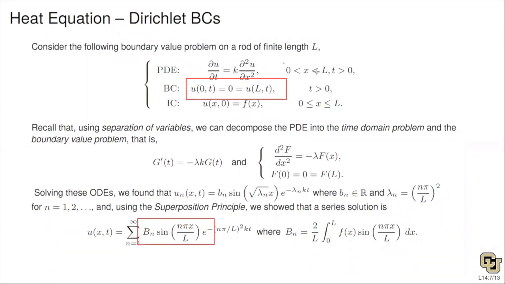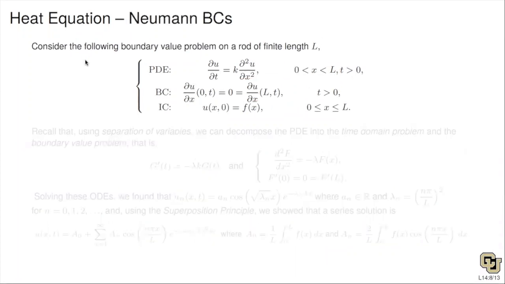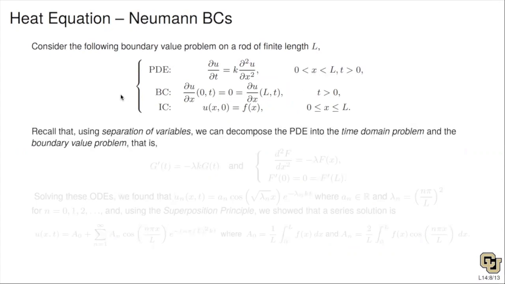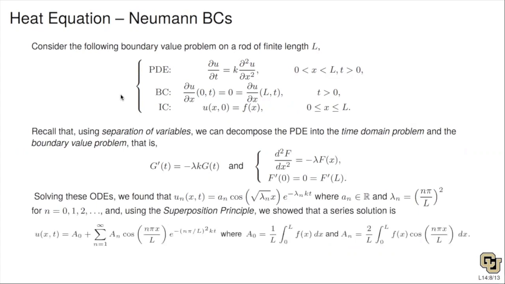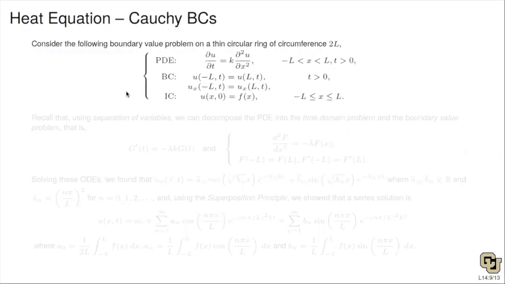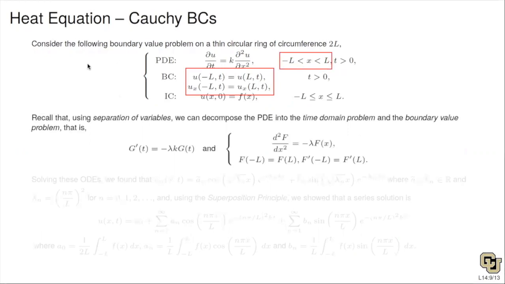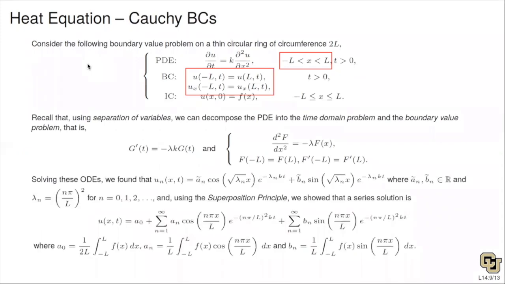Here, look, this is 0 to L. Then we did these Neumann boundary conditions. Again, focus on the boundary conditions, the domain of x. Here, with these boundary conditions, we got Fourier cosine series. And then we did the ring problem today. These boundary conditions are known as Cauchy boundary conditions. Look at the domain, look at the boundary conditions. In this case, we get a Fourier series involving cosine and sine terms.